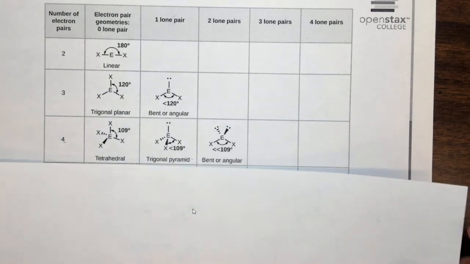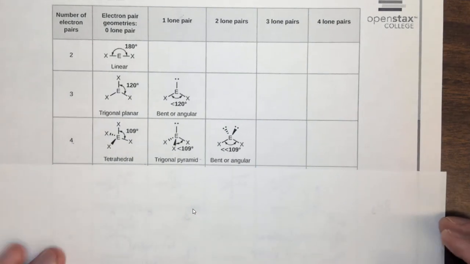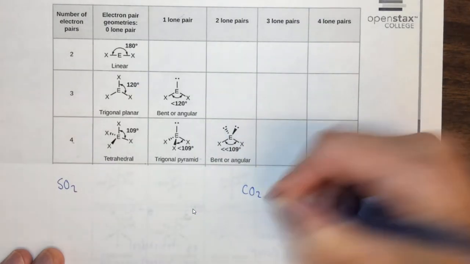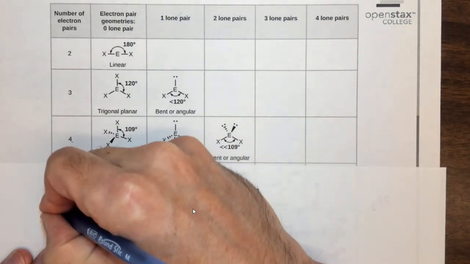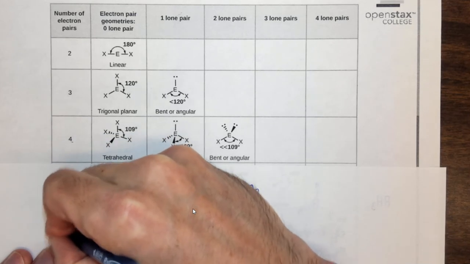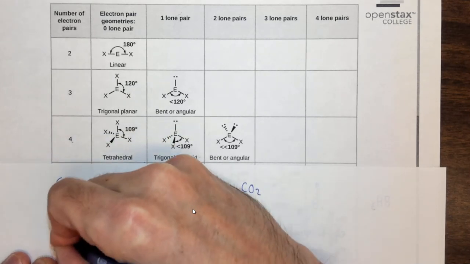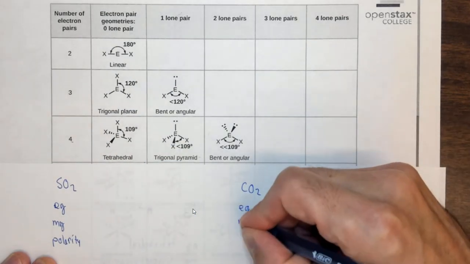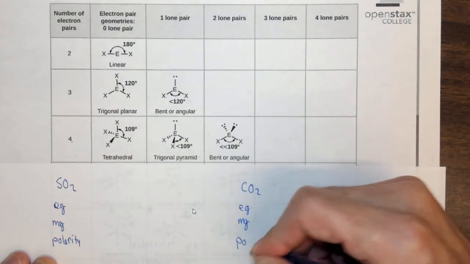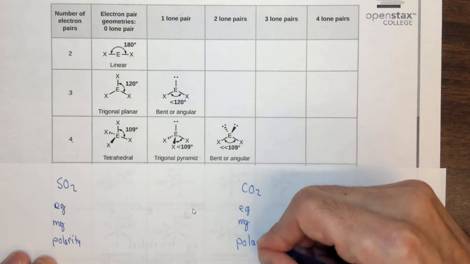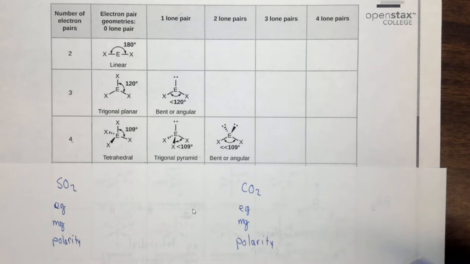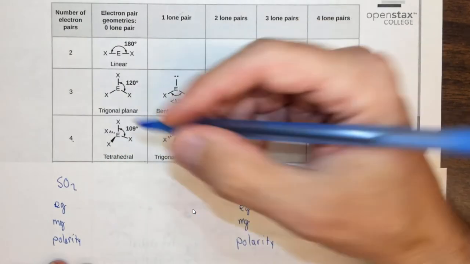Let's look at a couple more examples. In this case, I want to look at SO2 and CO2. And I want to find the electron geometry, the molecular geometry, and the polarity for both. And again, you might think that they're both the same because it's one atom bonded to 2 oxygens. But you can't do it that way. You have to first draw the Lewis structure, which again is explained a lot in a previous section.